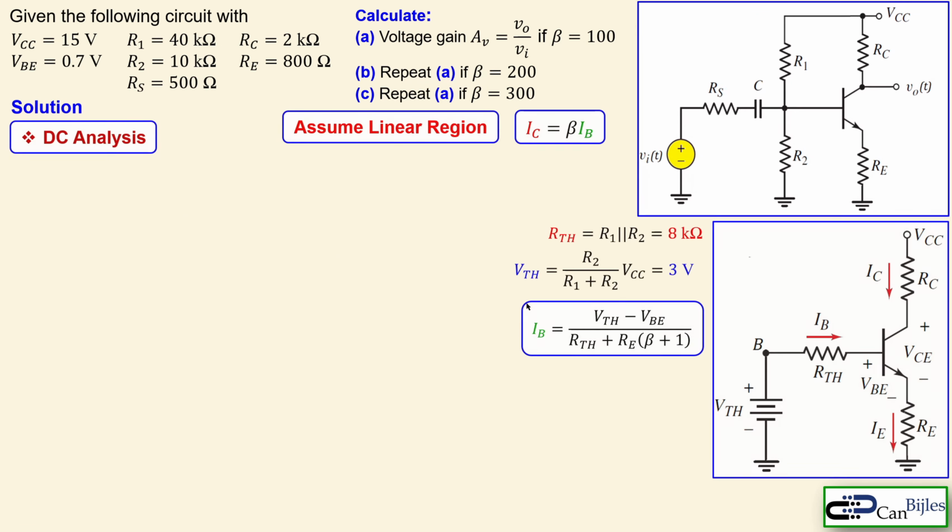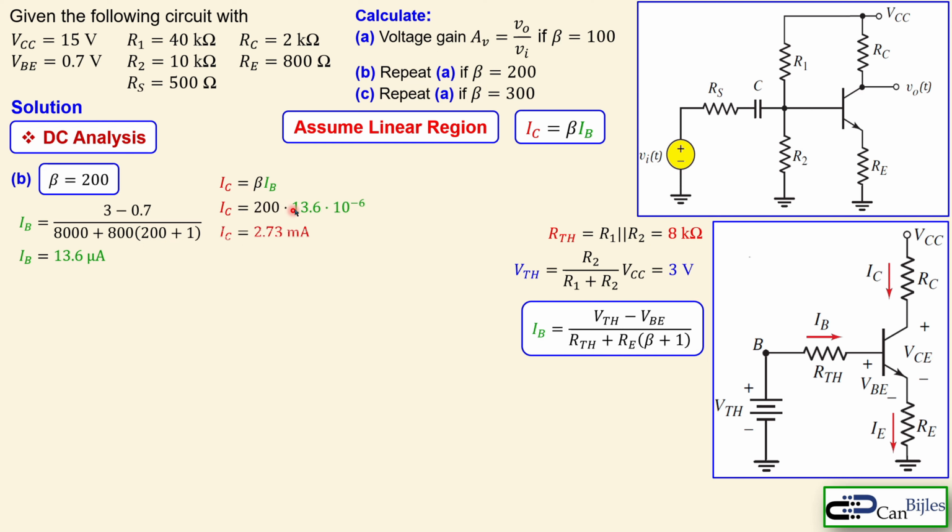Okay, now we will do the exact same procedure, a little bit faster, for beta is 200. So moving on, the exact same procedure, but everything stays the same except beta is 200. So of course the base current will change, and then the collector current will change, and also the emitter current will change, because beta has changed from 100 to 200.